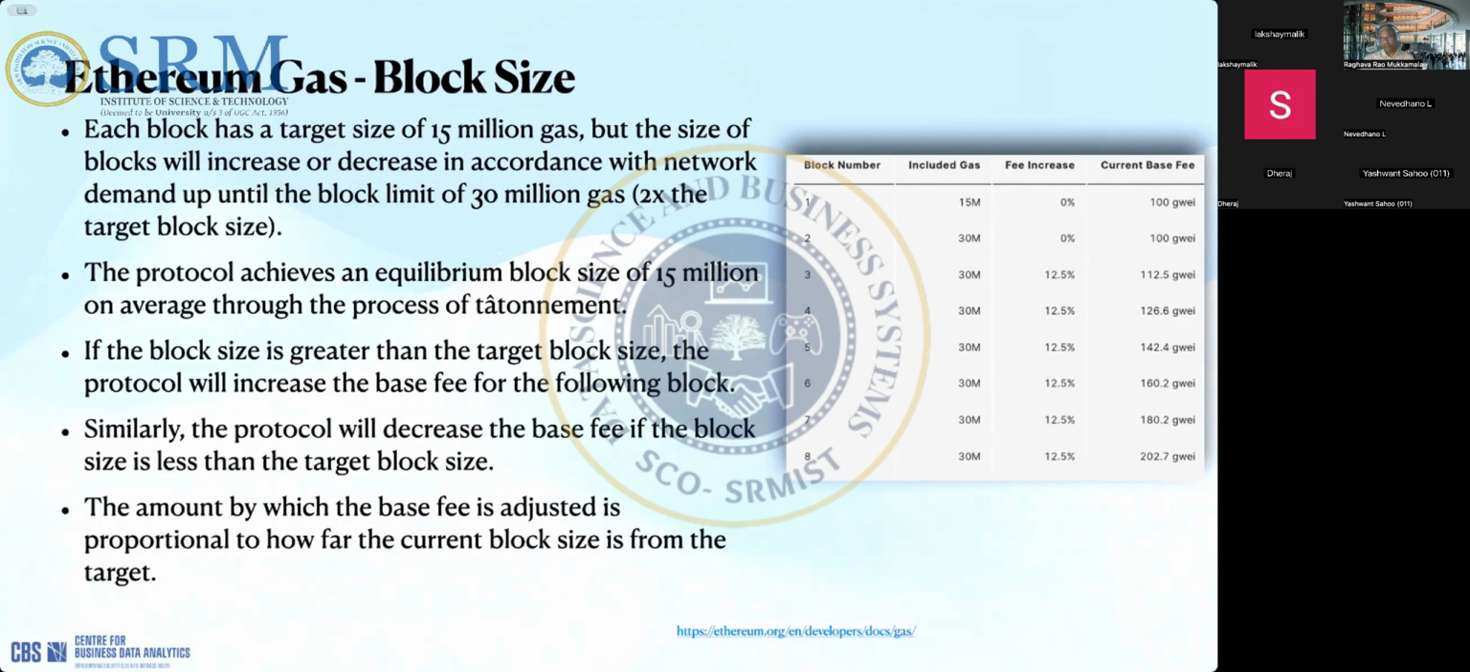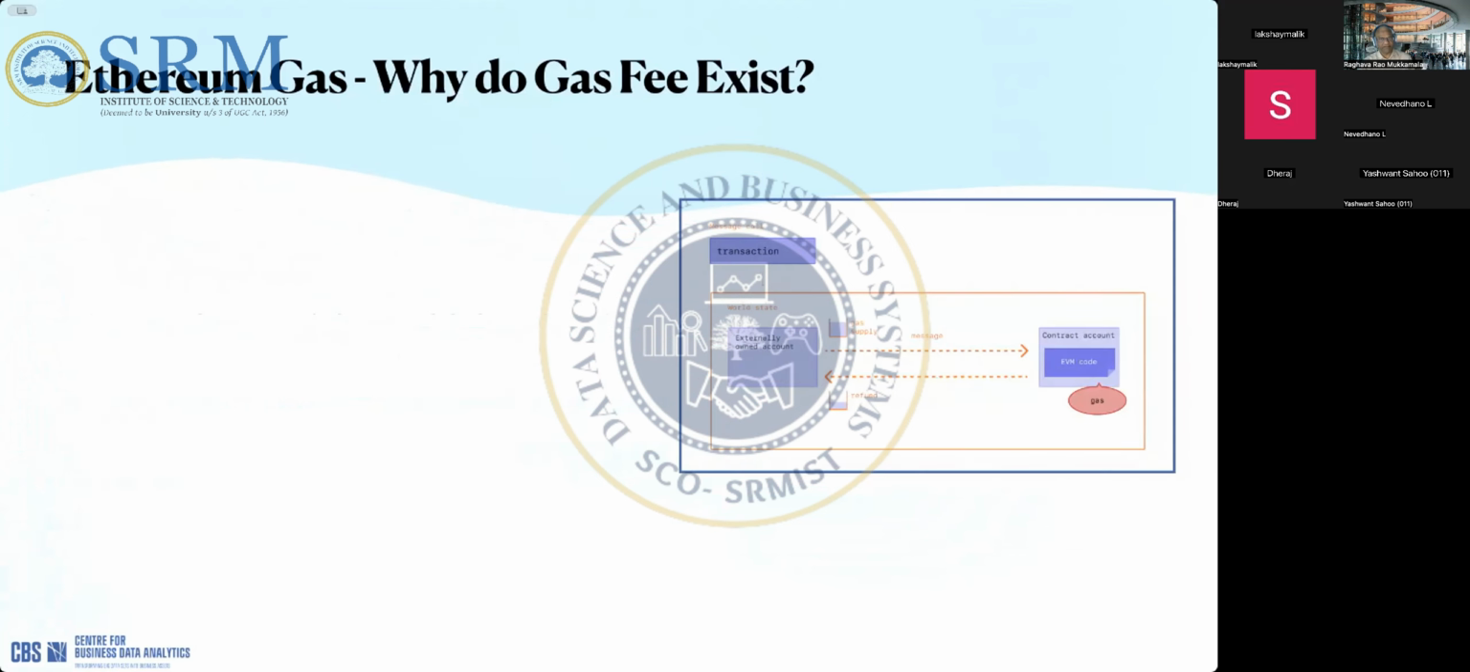So if you have heavier blocks, then you end up increasing the base fee, which will discourage the people who put in transactions. Now they need to pay more money, right? So that is the main criterion.